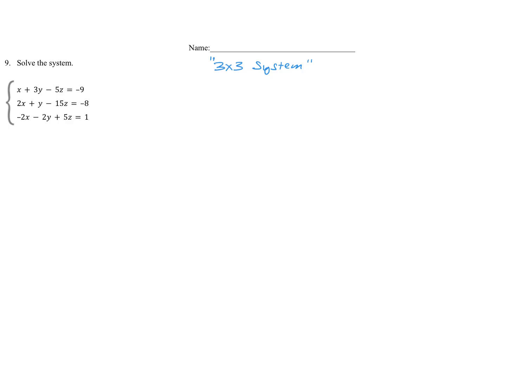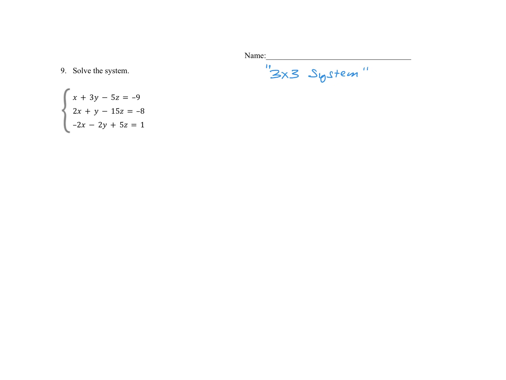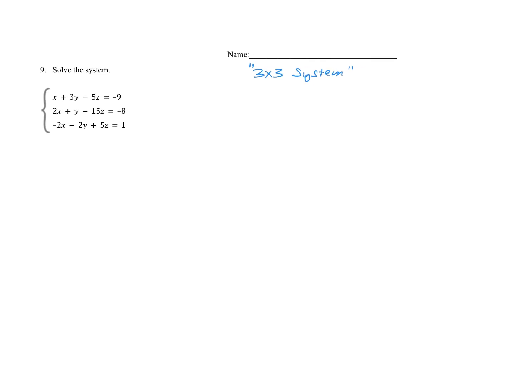Most people opt probably for elimination here, but I'm going to use substitution because I want to show you that as well. So let's go through, and again, we're going to pick the easiest equation with the easiest variable to solve for. And this one's kind of a tie. You notice that the first equation has an easy x to solve for. The second one has an easy y. I'm going to just solve for the top equation in terms of x.